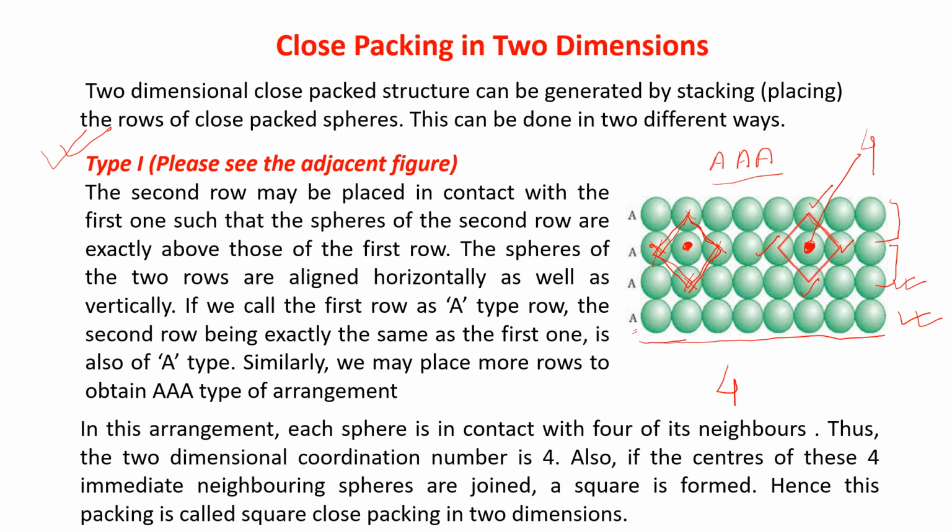And as we are joining the centers of these 4 atoms, we are getting a square. Hence this packing is called square close packing in 2 dimensions. This is type 1. In the next slide, we will do the type 2.